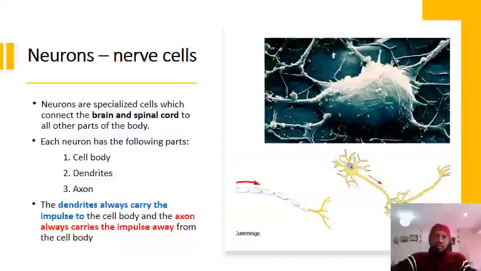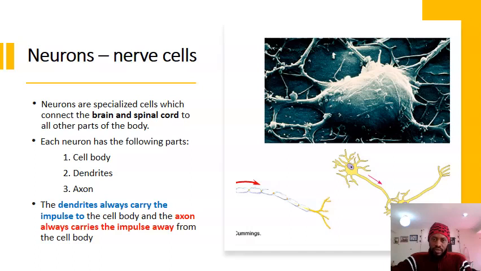As the term goes, the nervous system. A system is made up of organs. Organs are made up of tissues, and tissues are made up of cells. I'm sure we saw that in grade 10.